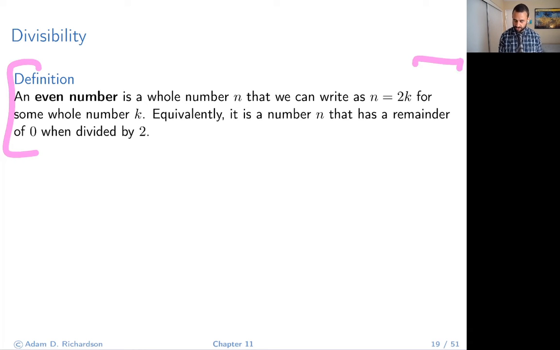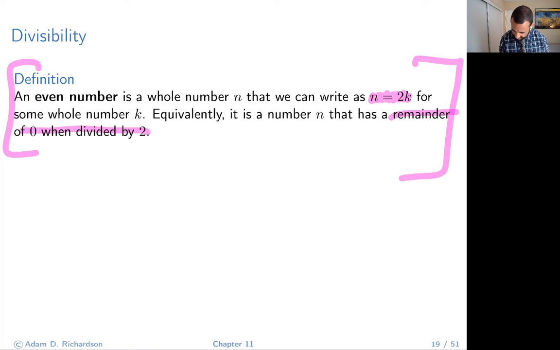This is a definition that you do need to have memorized. You need to know the definition of an even number. And here's the definition. A number is even if you can write it in this form: n equals 2 times k, where k is some whole number. Another way of seeing that is that a number n is even if it has a remainder of 0 when you divide it by 2, right? So if you divide something by 2 and it goes in there evenly, or equally, then it must be an even number.